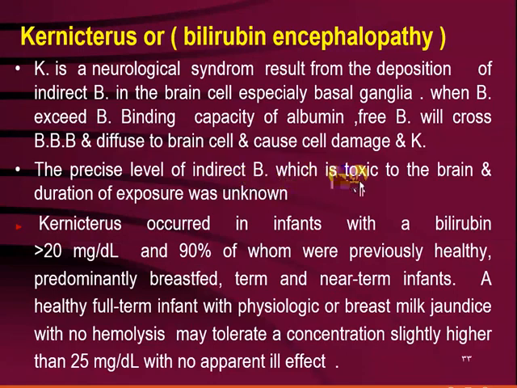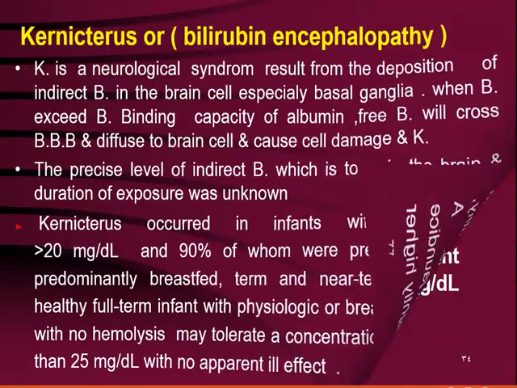The precise level of indirect bilirubin which is toxic to the brain, and the duration of exposure, are unknown. Kernicterus occurs in infants with bilirubin more than 25 mg per deciliter, 90% of whom were previously healthy, predominantly breastfed, term and near-term infants. A healthy full-term infant with physiological jaundice or breast milk jaundice with no hemolysis may tolerate a concentration slightly higher than 25 mg per deciliter with no apparent ill effect.